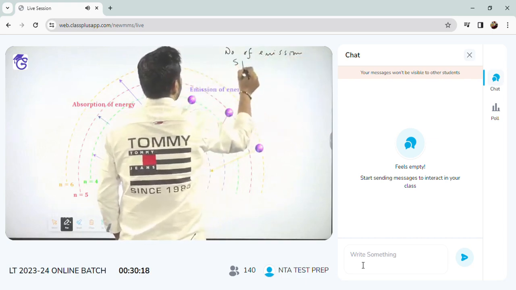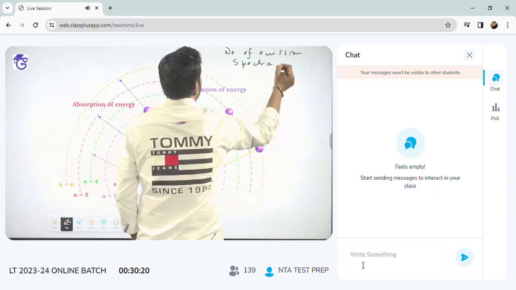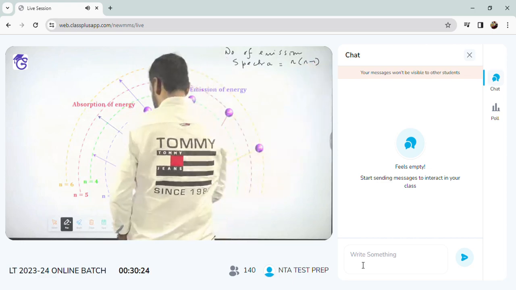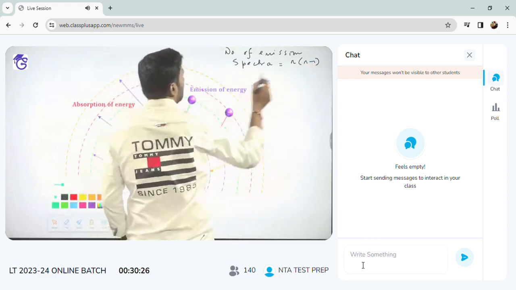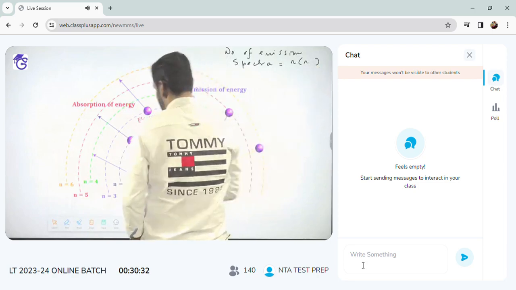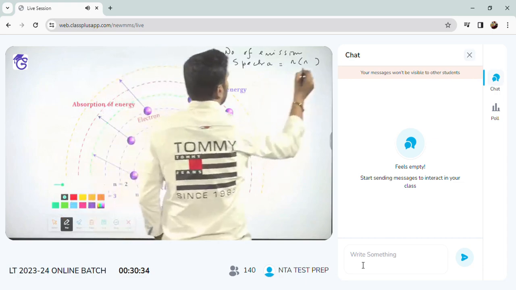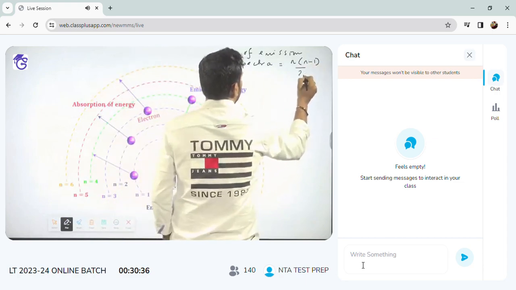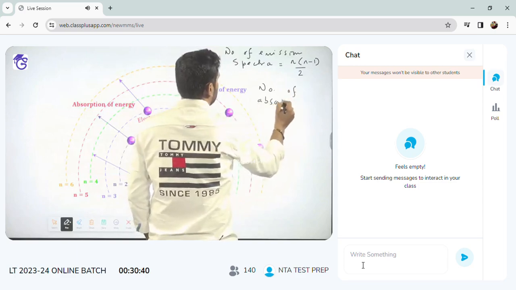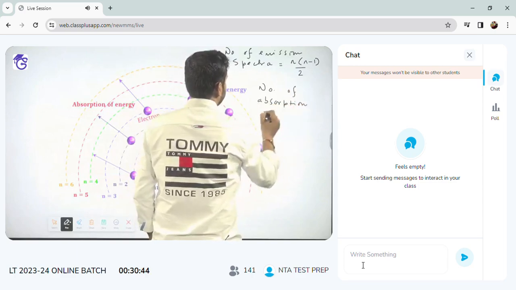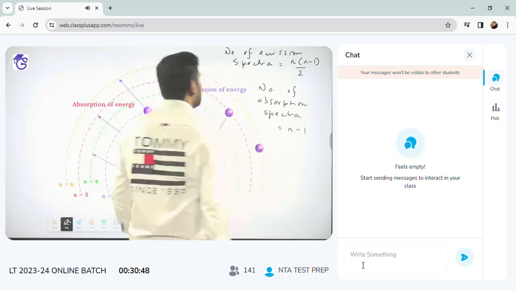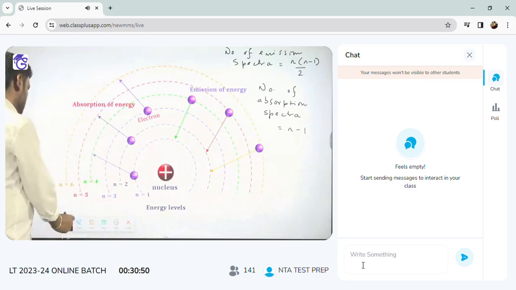Number of emission spectra is represented by n into n minus 1 divided by 2. At the same time, number of absorption spectra is given as n minus 1. Please be careful about these two things.